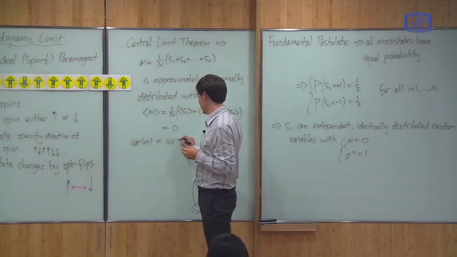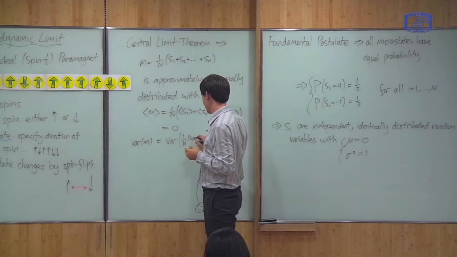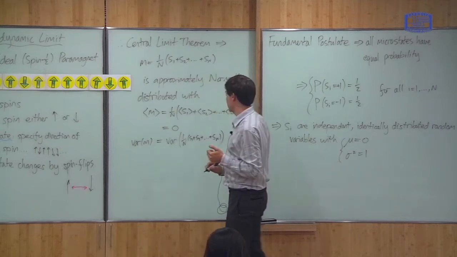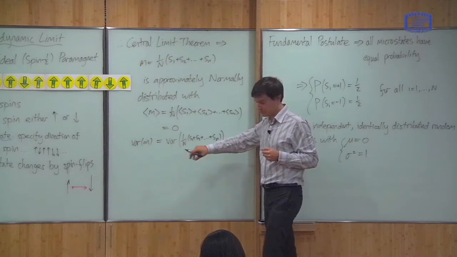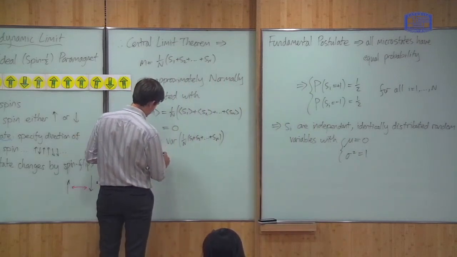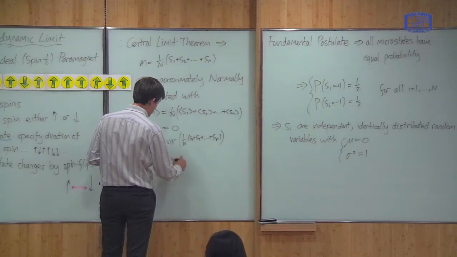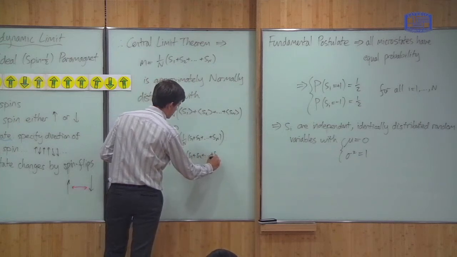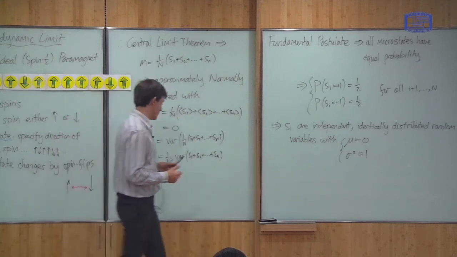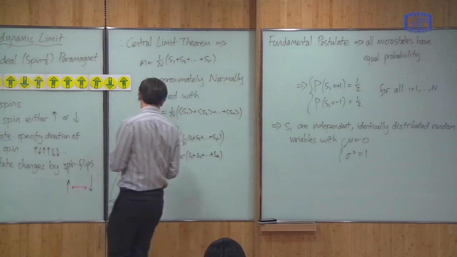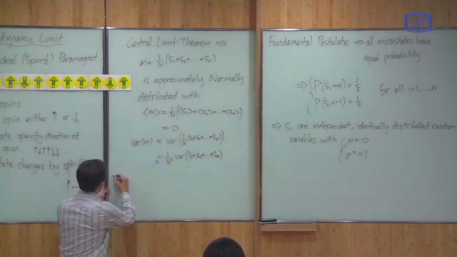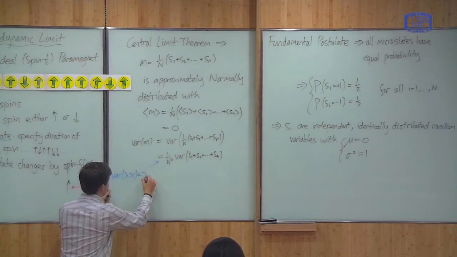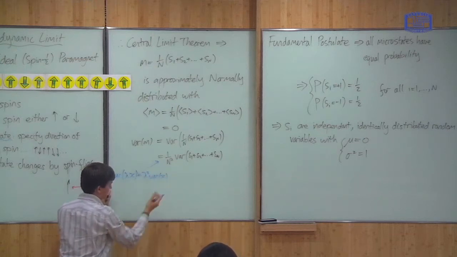So the variance of M, this is the variance of 1 over N times the sum. If I multiply by a number in here, then the variance number is squared. So this is 1 over N squared times the variance of S_1 plus S_2 plus up to S_N. Okay, so I don't think I actually stated this result, but it's not hard to prove. Straight from the definition, if I consider the variance of some number times a variable x, this is equal to that number squared times the variance. Easily check that's true.